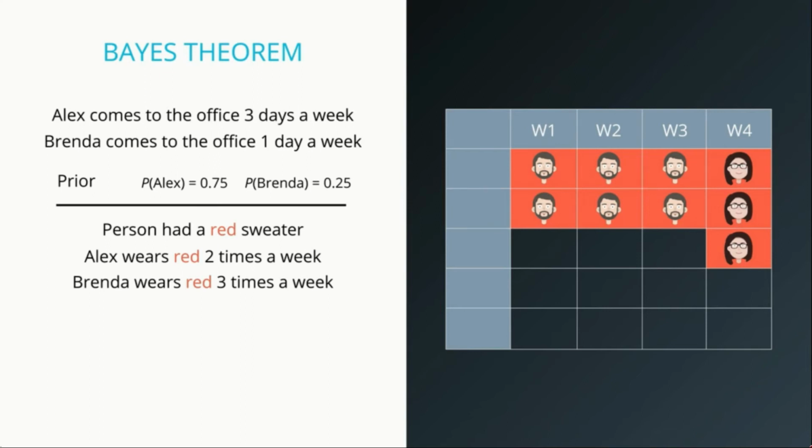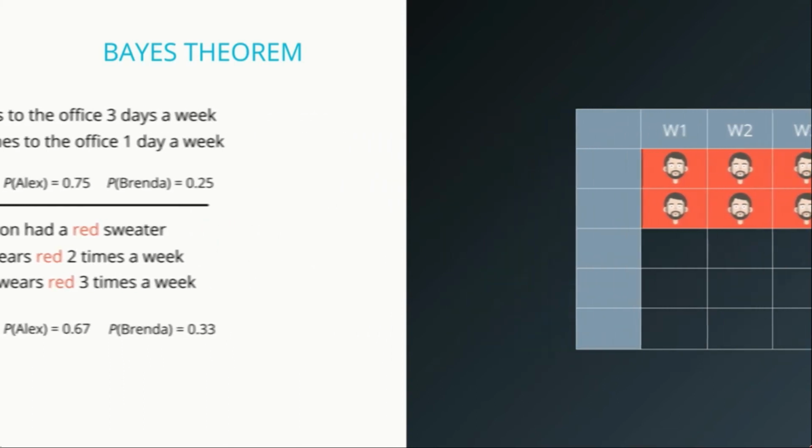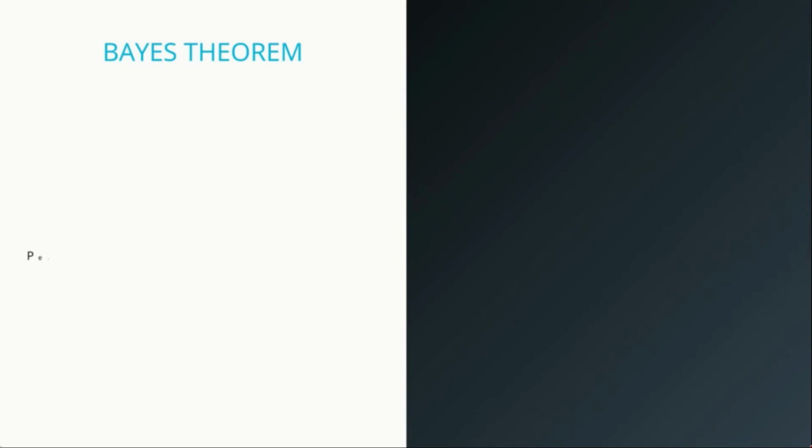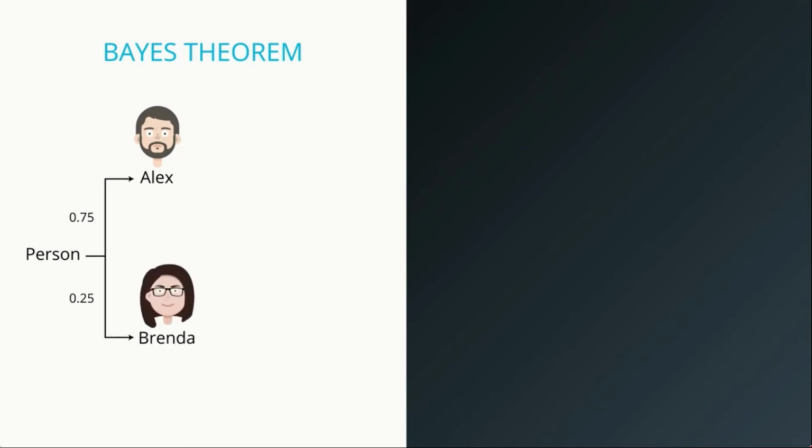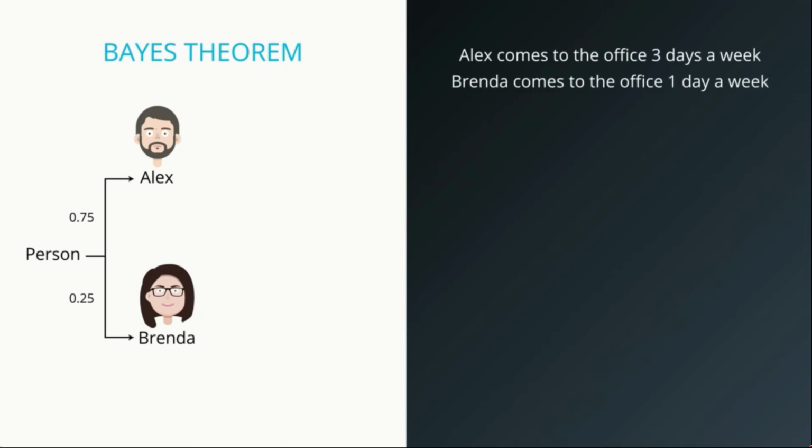Thus, our posterior probabilities are 2/3, or 0.67, for Alex, and 1/3, or 0.33, for Brenda. So it looks like we did a little bit of magic. Let's do this again in a more mathematical way. We saw a person, and initially all we know is that it's Alex with a 75% probability and Brenda with a 25% probability, since Alex comes to the office 3 times a week and Brenda once a week.